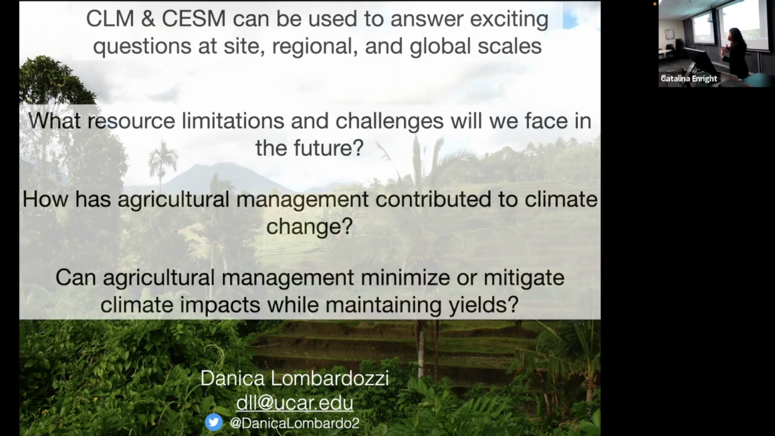We absolutely need to integrate observations and ecological theory in order to improve our understanding, to improve the representation of these processes. But we can use models as this useful tool to really understand what those climate impacts and interactions are. So I will just end there, and I'm happy to take any questions.